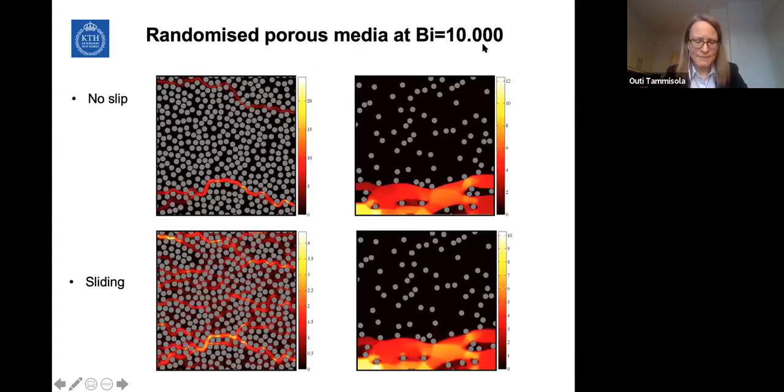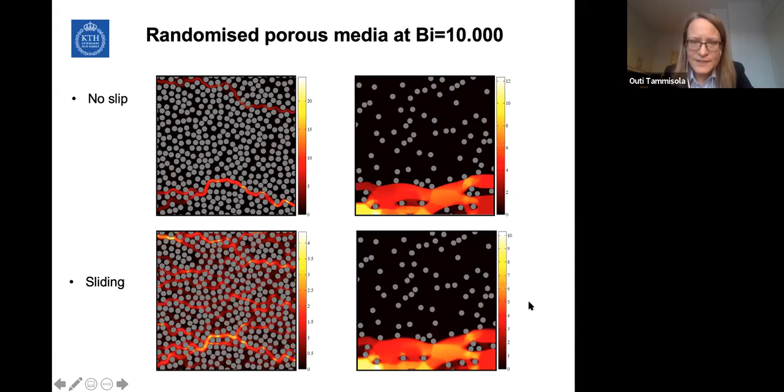Here we see the same as before, but the figures on the bottom are for sliding flow. As you can see here, for this case where we have a very packed porous medium, we get many more channels. So actually the channelization is delayed. We have the same Bingham number, but we have many channels where we get flow, which is kind of intuitive because the resistance is a little bit less. On the other hand, in the less packed case, we get more or less the same results for the two. So slip doesn't have such a big effect here, which is also intuitive because the channels are much wider.